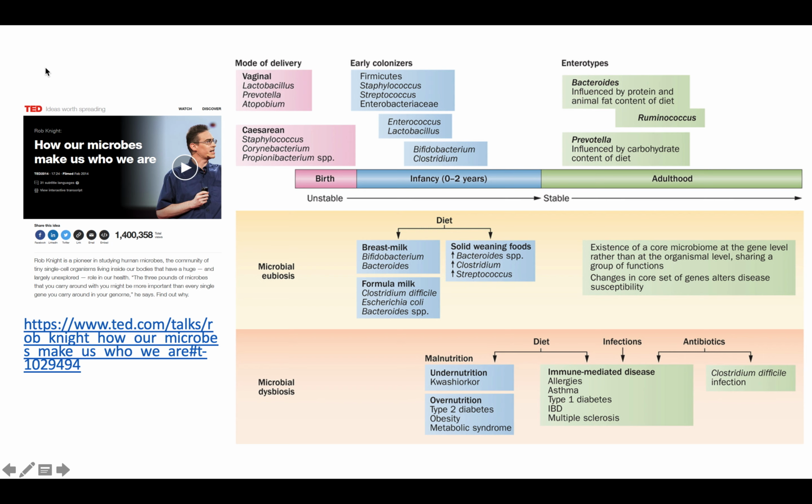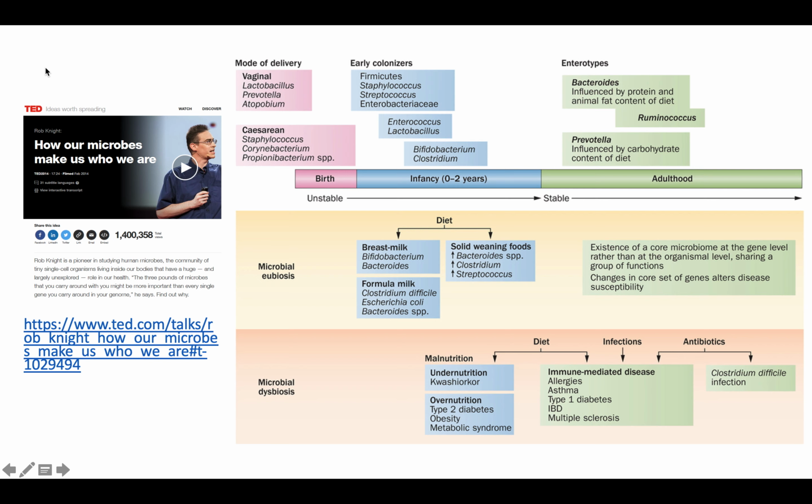Now, how do we acquire this bacteria or these microbiomes? There is a good little tape right there, video, how our microbes make us who we are. And, view it if you'd like. It's a TED Talk. It's not very long, but it's rather interesting. But basically, he is saying what is right here in the slide.